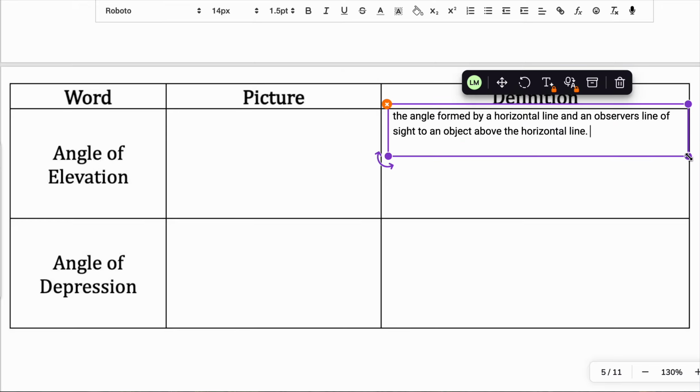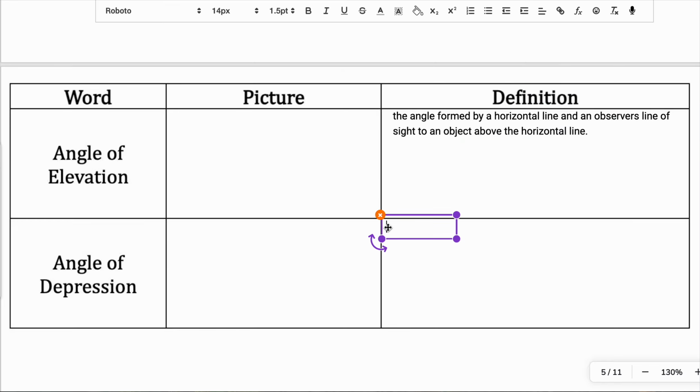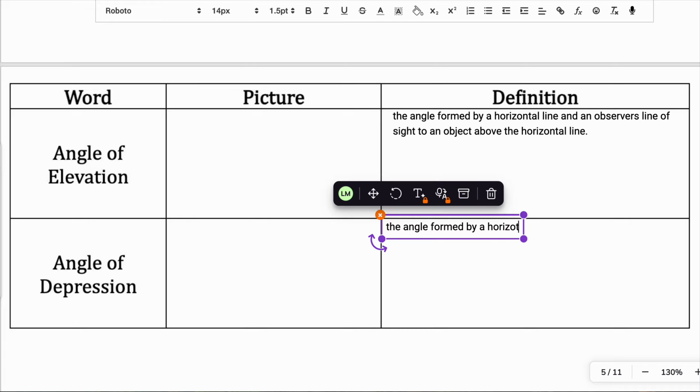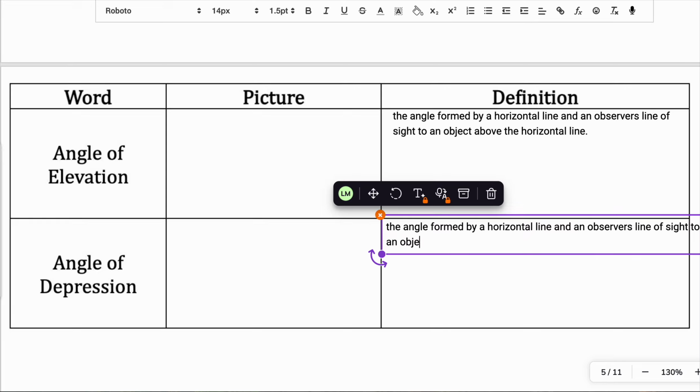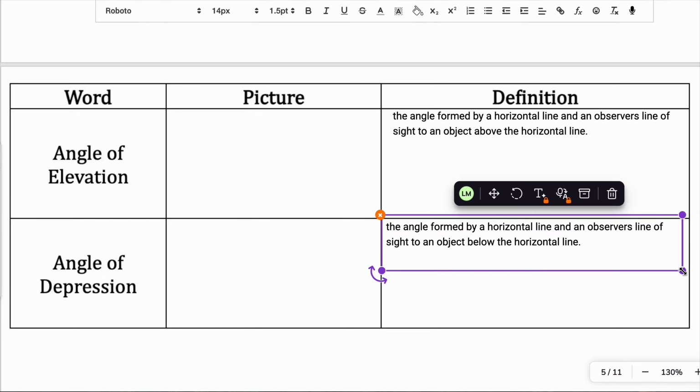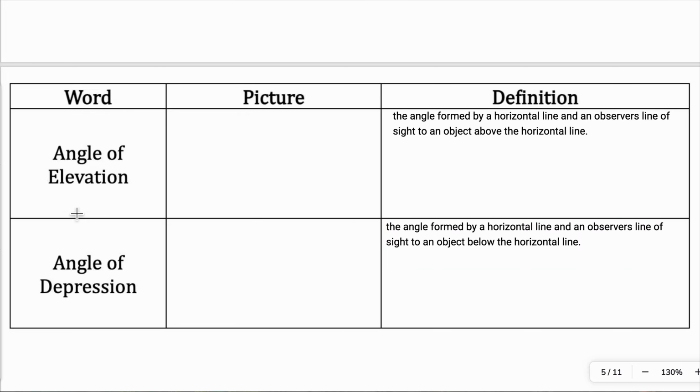I'm going to write out our angle of depression definition as well, and then we'll talk about some pictures. The angle of depression is the angle formed by a horizontal line and an observer's line of sight to an object below the horizontal line. Okay, so we just want to make sure we know what these look like as well. So let's go ahead and draw a picture for each of them.